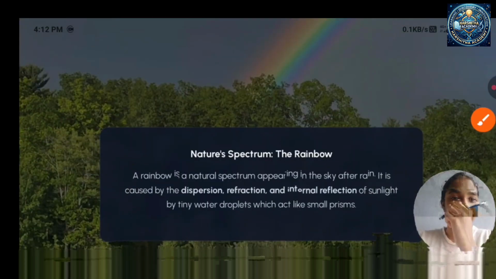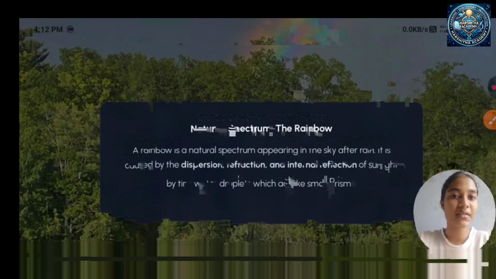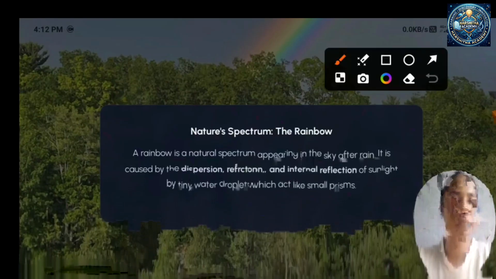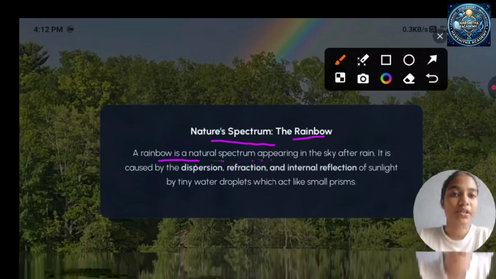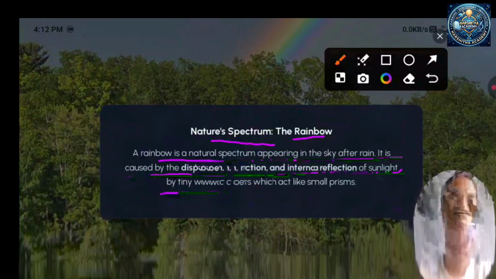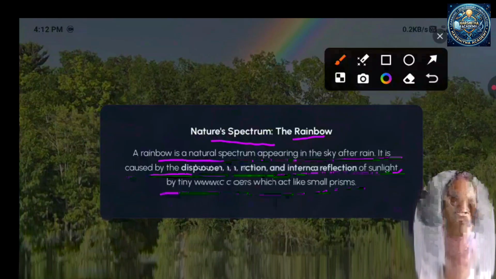Yeah, let's go on to the next. If you read this, natural spectrum: the rainbow. The rainbow is a natural spectrum appearing in the sky. It's caused by dispersion, refraction, and internal reflection of sunlight by tiny water droplets which act like small prisms.